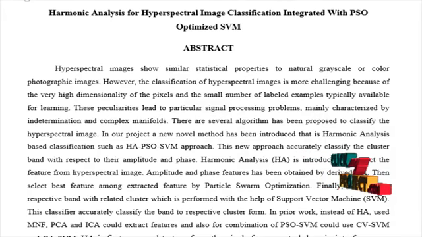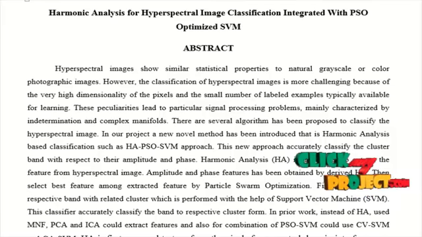Hyperspectral images show similar statistical properties to natural grayscale or color photographic images. However, the classification of hyperspectral images is more challenging because of the very high dimensionality of the pixels and the small number of labeled examples typically available for learning. These peculiarities lead to particular signal processing problems, mainly characterized by indetermination and complex manifolds.